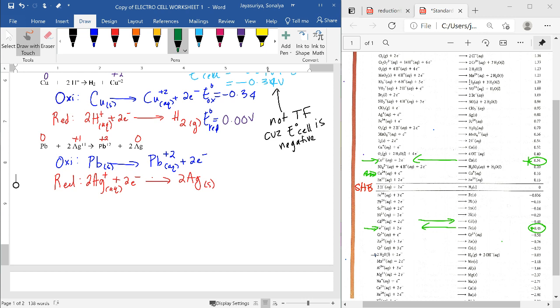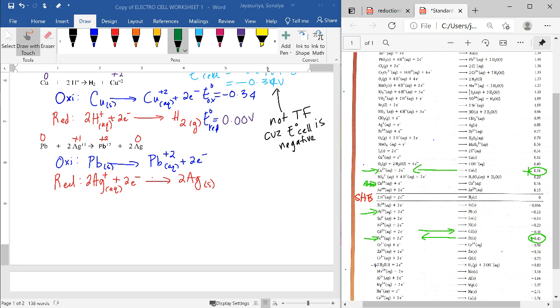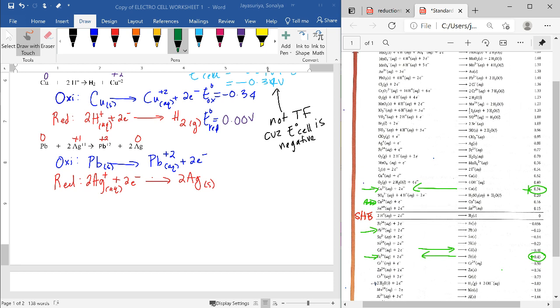Lead is definitely above silver, right? So here is lead. And where is my silver? Can't be low, must be up. There is silver. Okay, so silver's potential is 0.80 volts, okay? And lead's potential is negative 0.13.